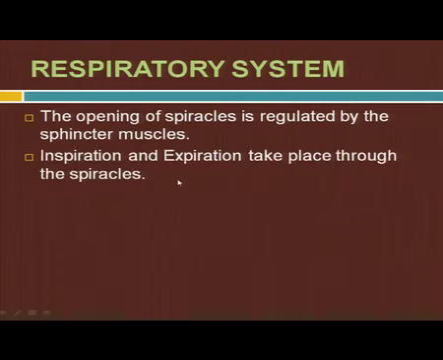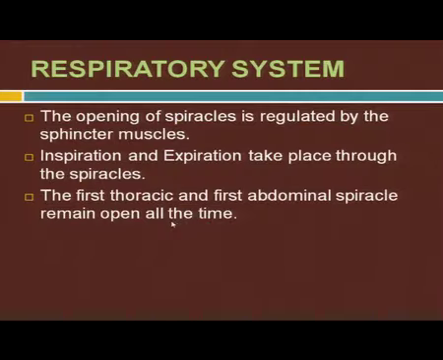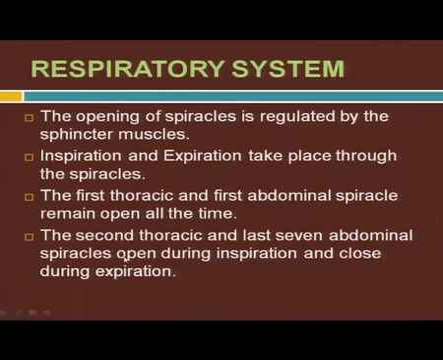Inspiration and expiration, the inhaling of air and the taking out of air, both take place through these tiny spiracles. The first thoracic and the first abdominal spiracle remain open all the time, but the rest of them, the second thoracic and last 7 abdominal spiracles, open during inspiration and close during expiration.